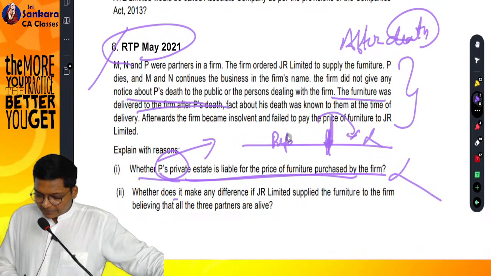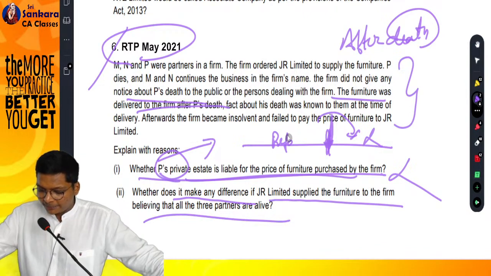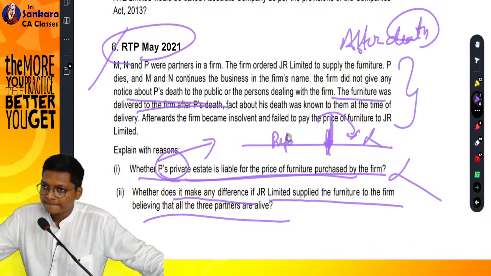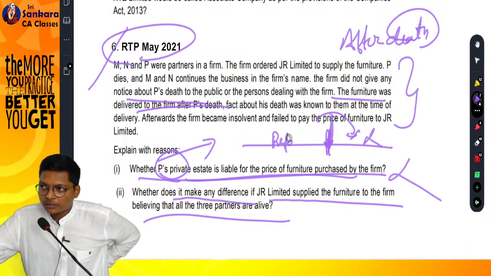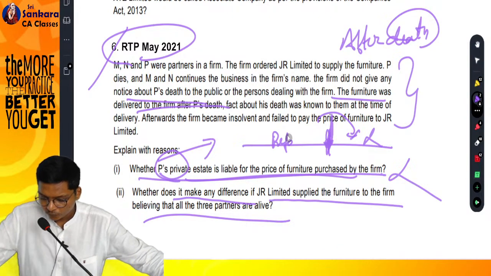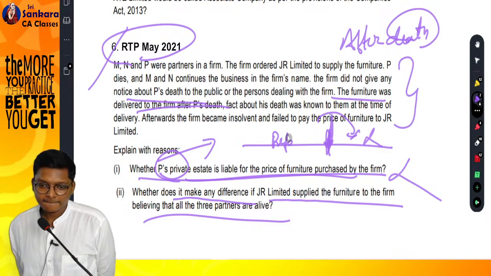Second, does it make any difference if JR Limited supplied furniture to the firm, believing all the three partners were alive? Does it make any difference in that case? Go through, guys.